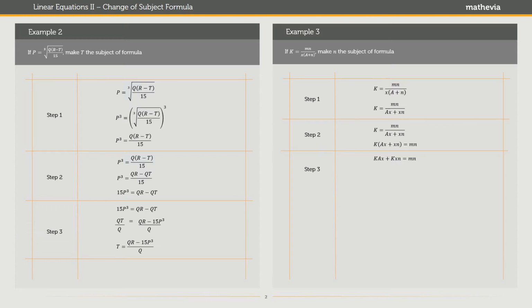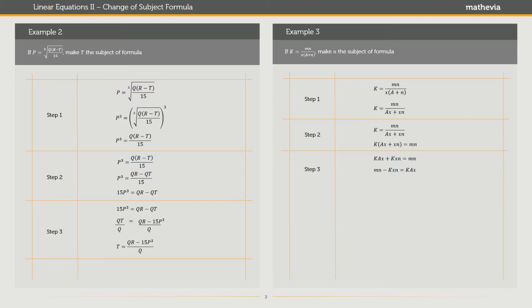Now this is where it gets interesting. Because we're looking to make n the subject of formula, we're going to get all the n's together. We're going to get every term that contains n on the left and everything else on the right. So we have kxn and mn. We want to work this equation to get kxn and mn on the left and kax on the right. So we move our terms around. Remember, the sign changes when you move something across the equal sign, and what we end up with is mn minus kxn equals kax.